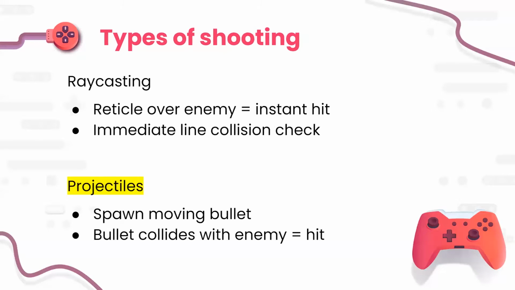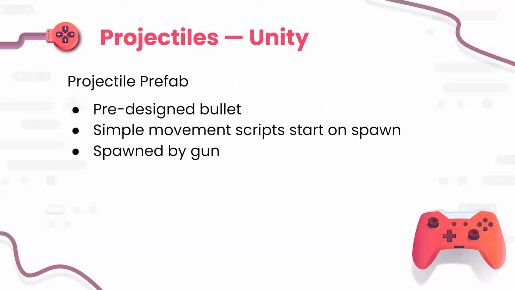So moving on to projectiles. This is spawning in a moving bullet, and whenever this bullet collides with an enemy, it equals a hit. Here we can create projectile prefabs, which are our pre-designed bullets, and we can design movement scripts that start on spawn. Whenever we want to spawn a projectile, we spawn it with certain movement functionality, and it'll be spawned by our gun. So whenever we press the shoot button when we're using projectiles, a bullet from a pre-designed prefab will be emitted, and this bullet will often have its own components, so it can collide with different objects and register collisions that way.